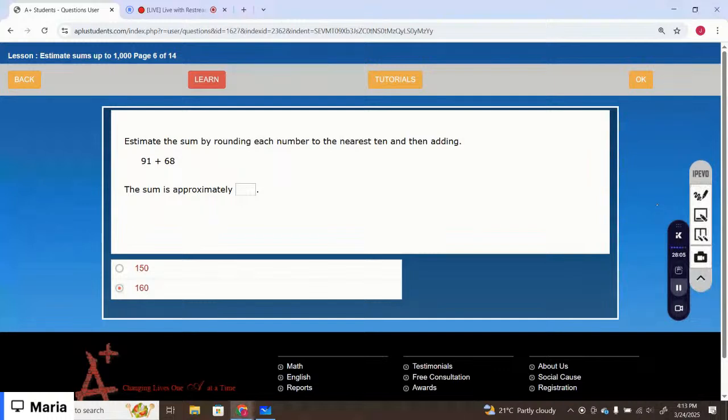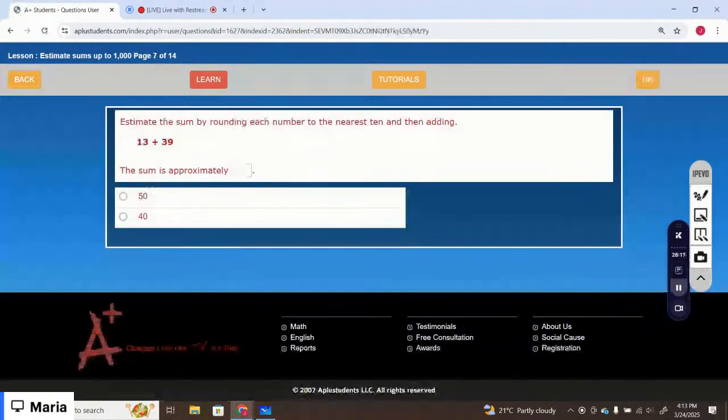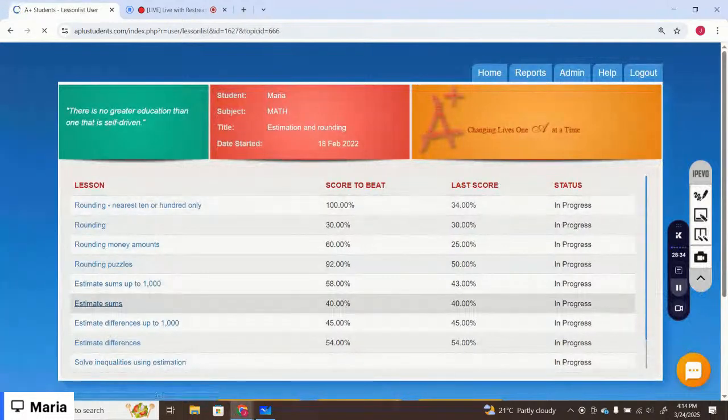That is 160. Okay, you can complete the lesson by yourself later today. Let's just move on to the next lesson. The next lesson is estimate sums.